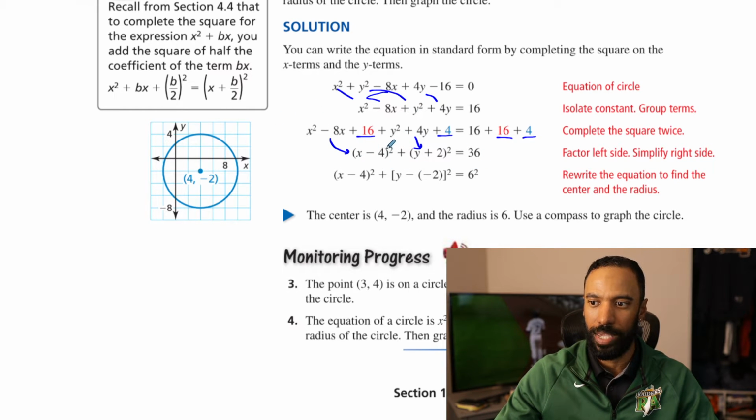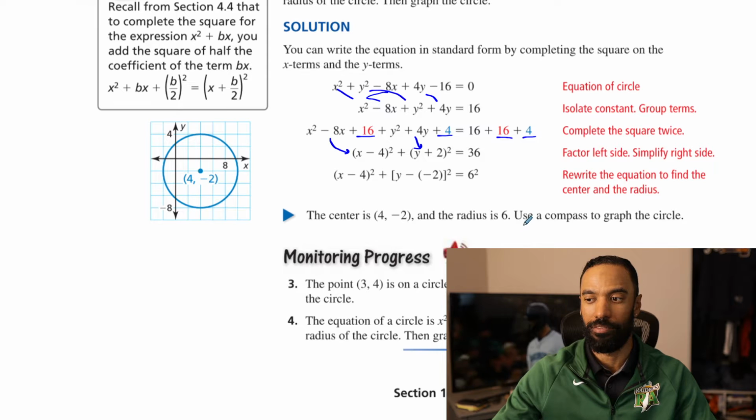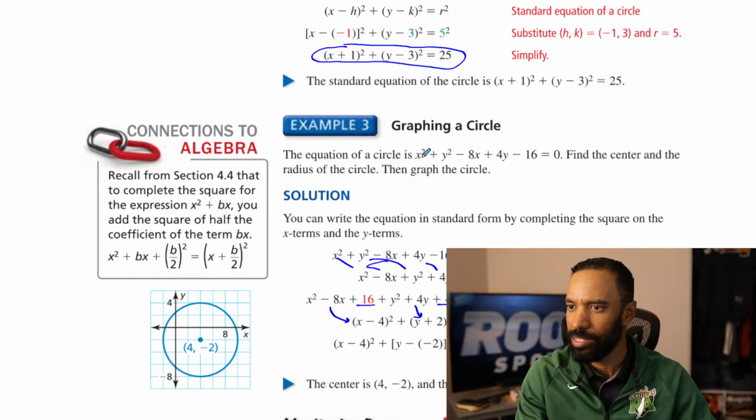With the equation, we can express the center: x minus h is 4, y minus k, k is negative 2, and 36 is the square of your radius, so the square root of that is 6. So that's the information.